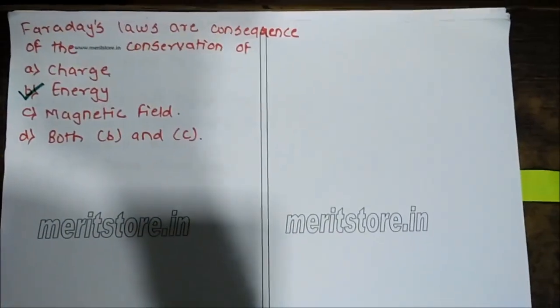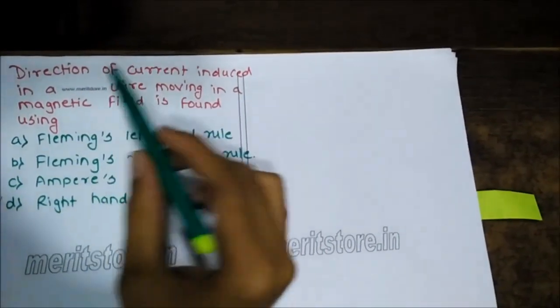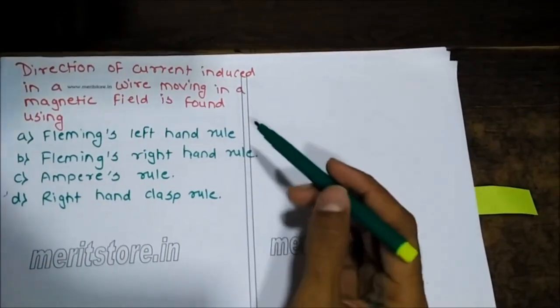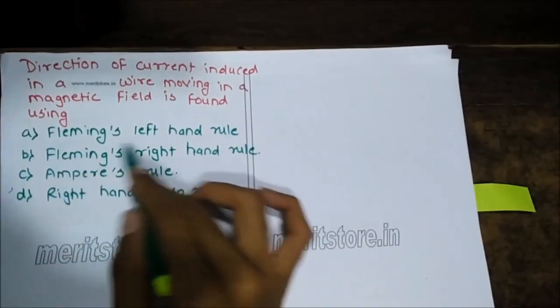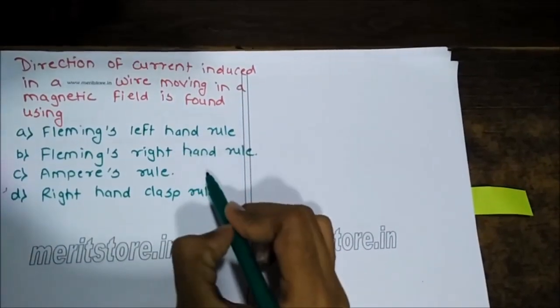So B is the correct option. The direction of the current induced in a wire moving in a magnetic field is found using Fleming's left hand rule, Fleming's right hand rule, Ampere's rule, or right hand clasp rule. The direction of the current induced in a wire is given by Fleming's right hand rule.